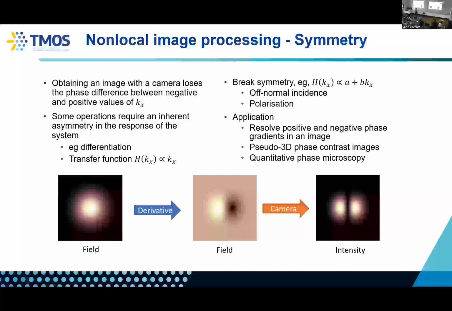If, however, you break the symmetry, for example, using off-normal illumination or manipulating the polarization, it is possible to have a transfer function that actually looks more like this. And this type of transfer function produces more information than a simple transfer function that looks like this. So doing this enables us to resolve positive and negative phase gradients in an image.